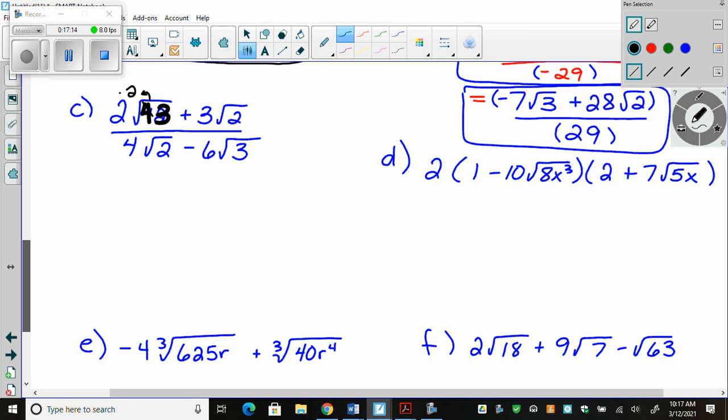So I would get 2 times 2, okay, I would get 4 root 3 plus 3 root 2. Remember, if you didn't do that, you can still have the same answer. You're just reducing bigger numbers at the end. So now we have to multiply by the conjugate because there is a binomial in the denominator. So 4 root 2 plus 6 root 3.